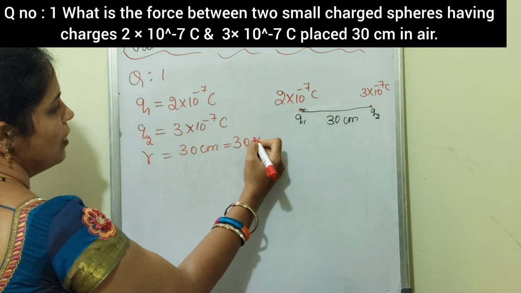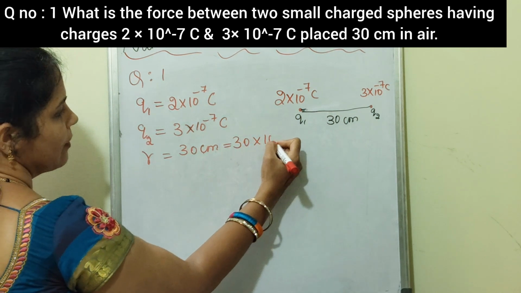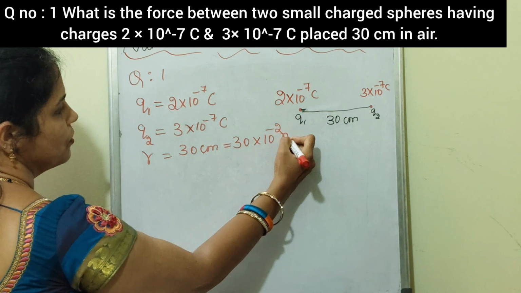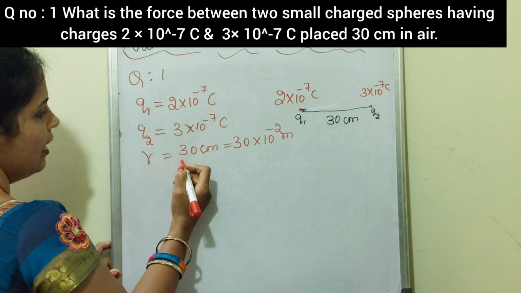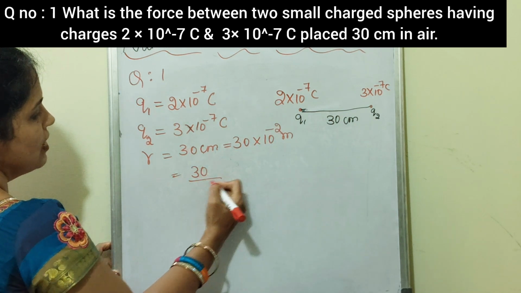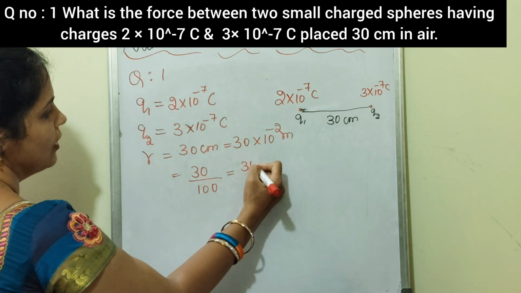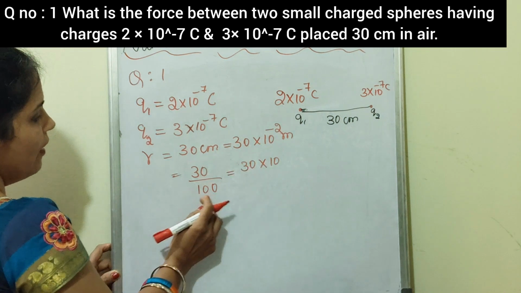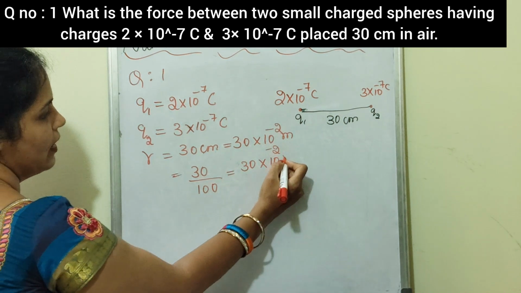How to convert centimeter to meter? Centi means 10 to the power minus 2, that is 1 over 100. So 30 centi means 30 into 10 to the power minus 2 meter.